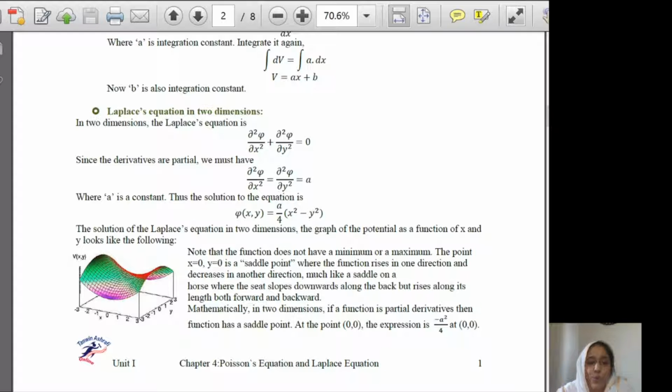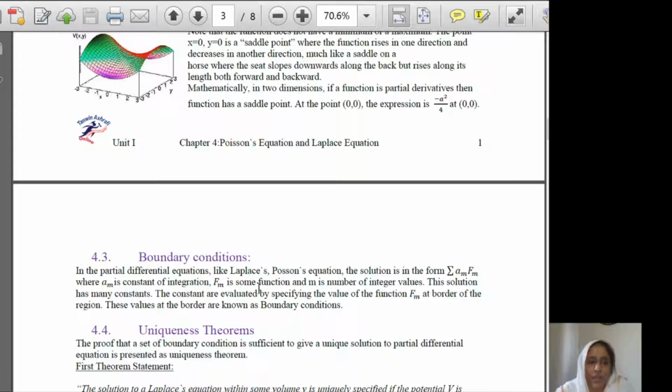That is known as a saddle point, where the function rises in one direction and decreases in another direction, like the saddle on a horse, where the seat slopes downwards along the back but rises along its length, both forward and backward. Mathematically, in two dimensions, if the function has these partial derivatives, then the function has a saddle point. At the point 0, 0 in this case, the expression is at x equal to 0, y equal to 0, minus a square divided by 4.